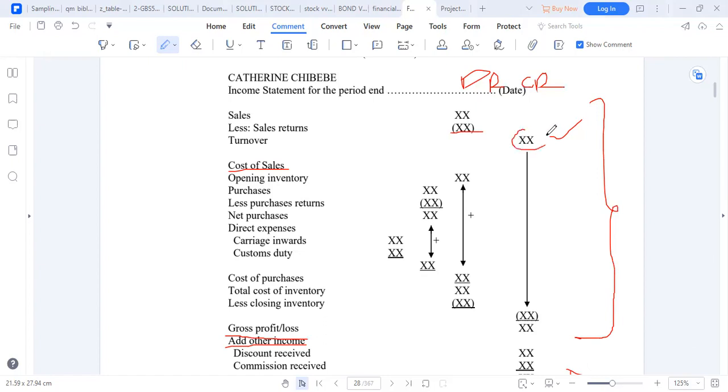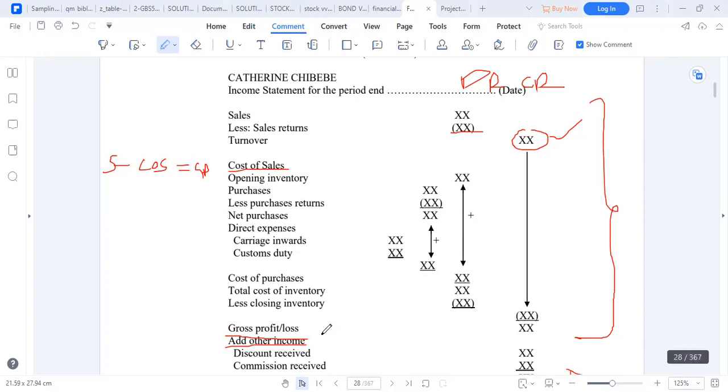So from the turnover, we need to subtract what is called the cost of sales. So sales minus cost of sales will give us what? The gross profit. So from our cost of sales, we have opening stock, we add purchases, less purchases returned, add direct expenses like carriage inwards and customs duty. The total is the cost of purchases. This we add to our inventory to get our cost of inventory. So we less closing stock from the cost of inventory. The figure we get here, we subtract it from our sales to get our gross profit.